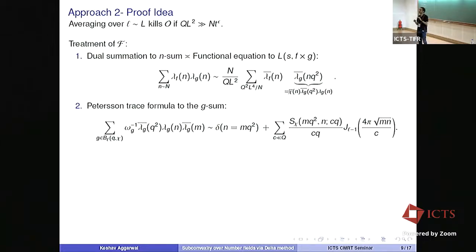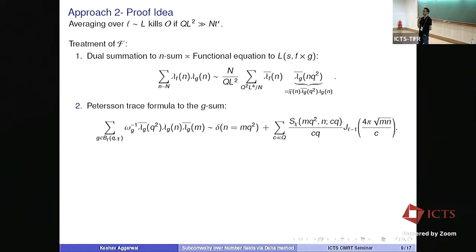And then you are reduced to treating these terms that have the Fourier coefficients of all the different things. The first thing that you do is you apply dual summation formulas. So the dual summation formula to the n sums are the ones that have the Fourier coefficients. These are the indices of the Fourier coefficients. So applying a dual summation formula is akin to applying a functional equation. And you get on the other side a different length over here and a different Fourier coefficient.